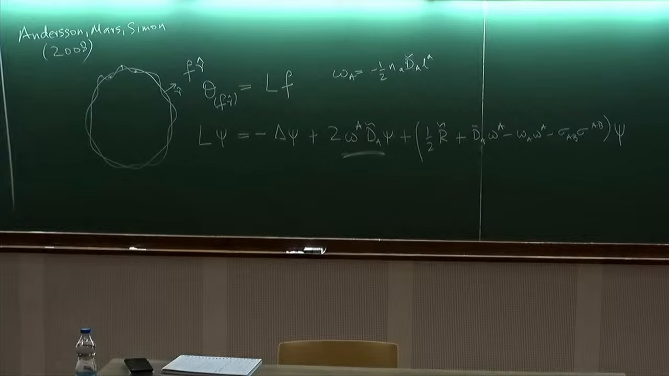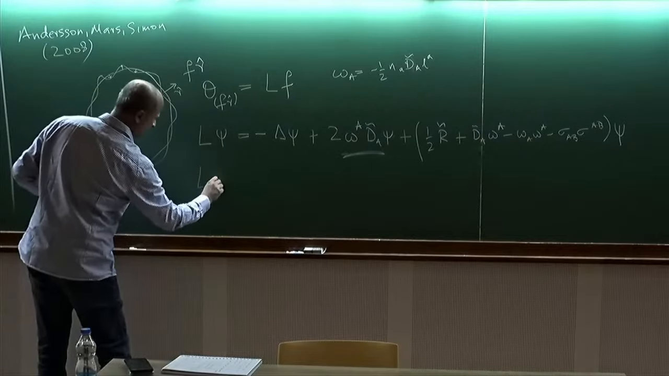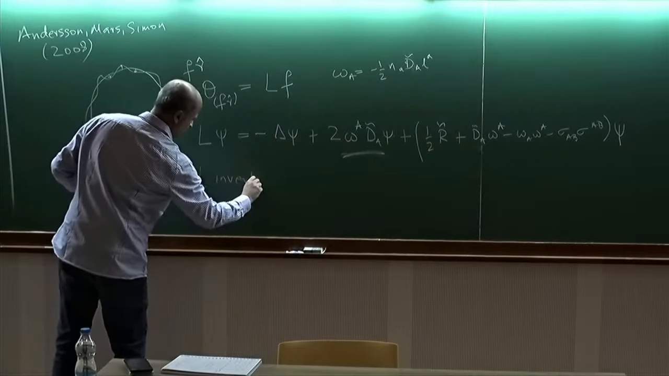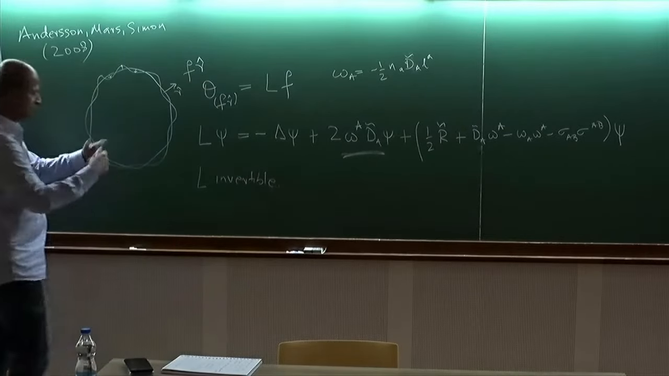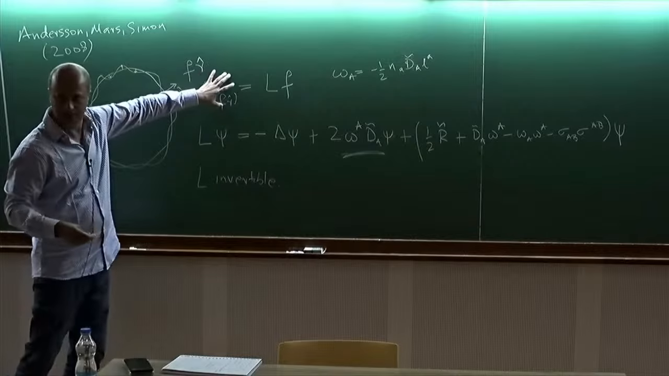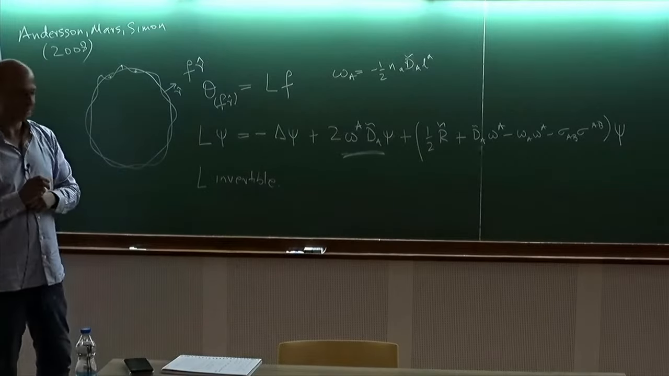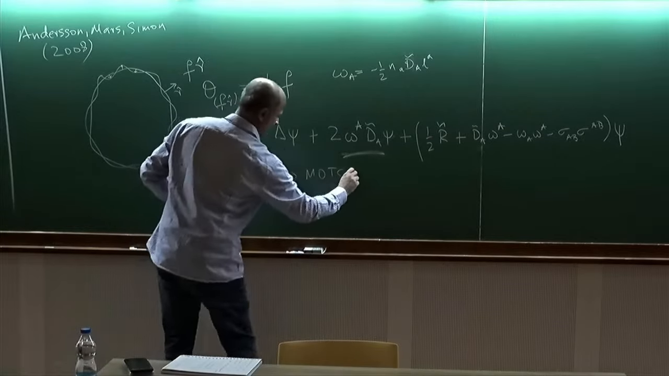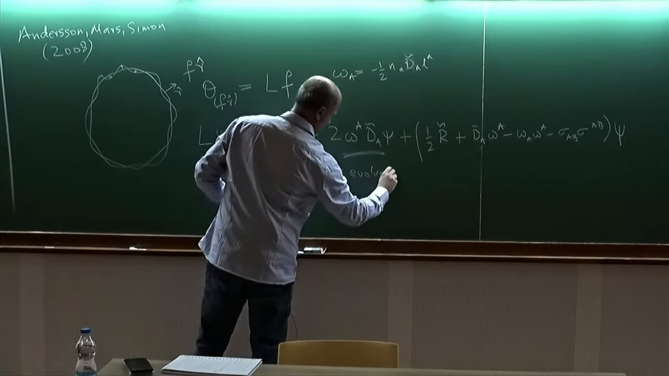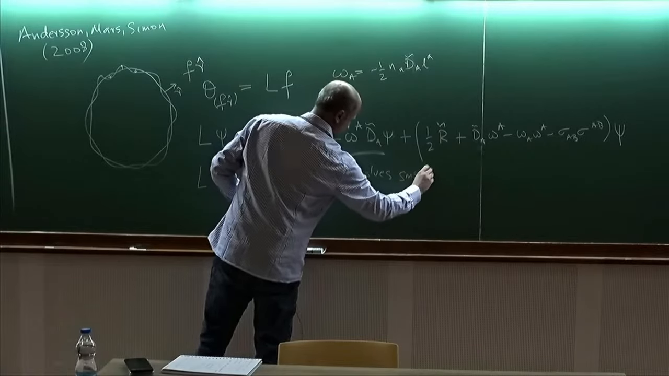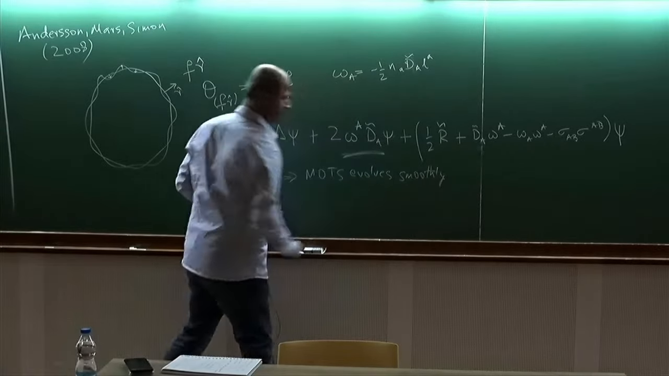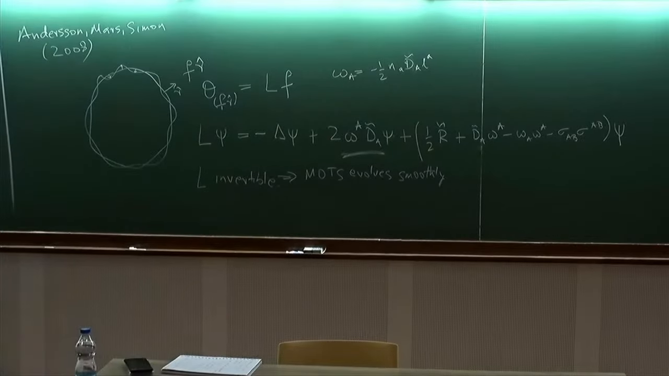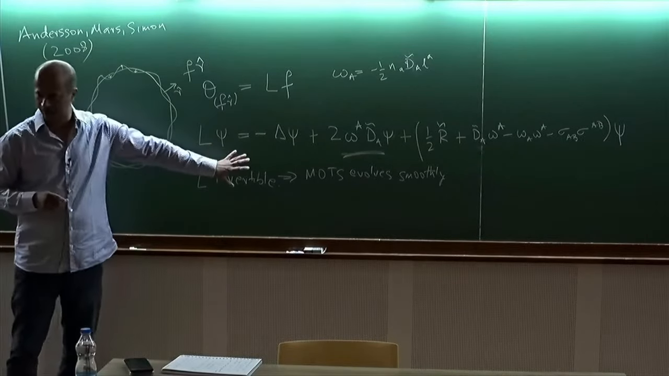Okay? So roughly speaking, L invertible, which for the lowest eigenvalue corresponds to the stability of this, in this sense, that it means that a MOTS evolves smoothly. So this is the mathematical result.